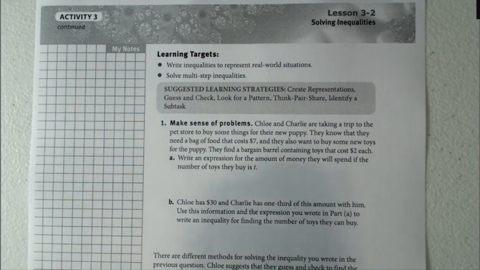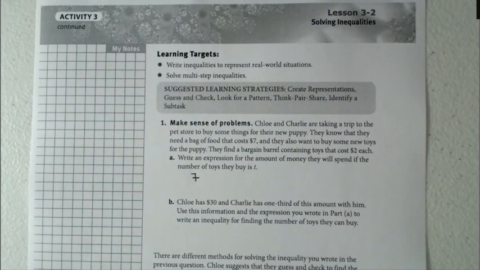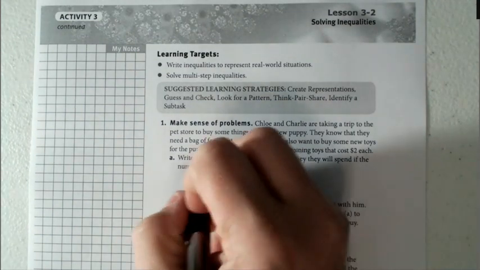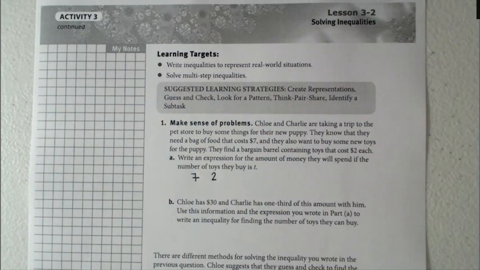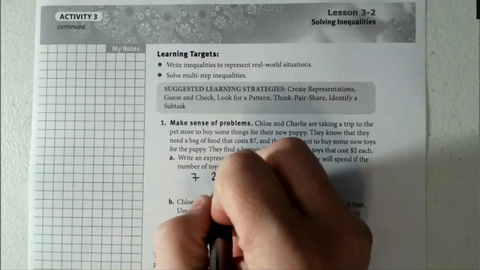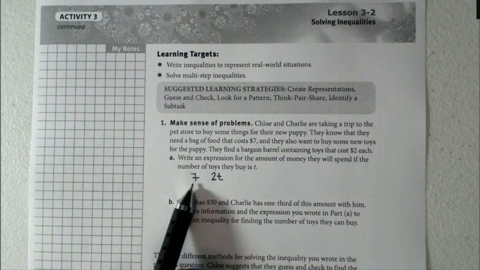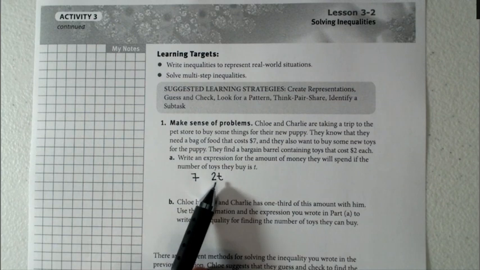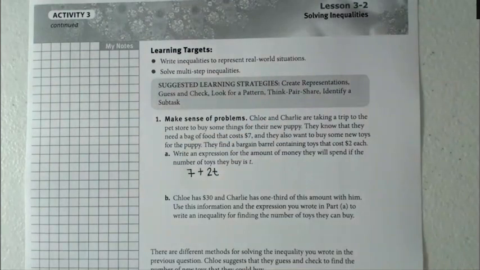Now, let's recall. They have to buy the $7 worth of dog food, right? And each toy in the bin costs $2. But I don't know how many toys I'm going to buy. They just tell me I'm buying T toys. What kind of operation would happen between the $7 we have to spend for the bag of food and the $2 for each toy we buy? Yeah, those will be added together. So we should have the expression 7 plus 2T.